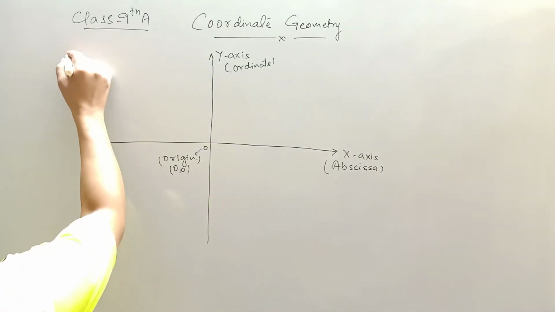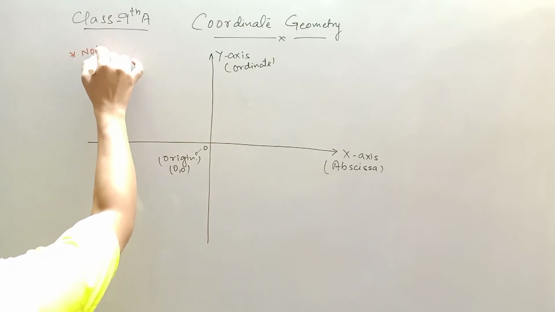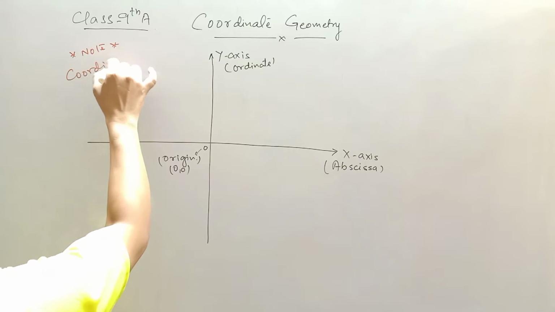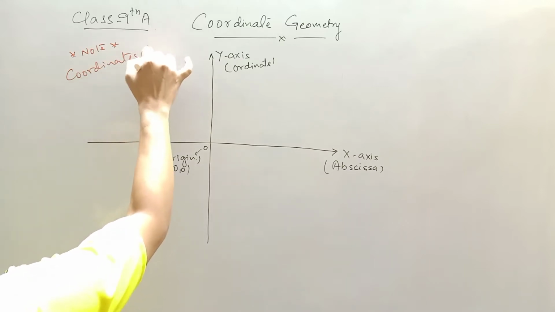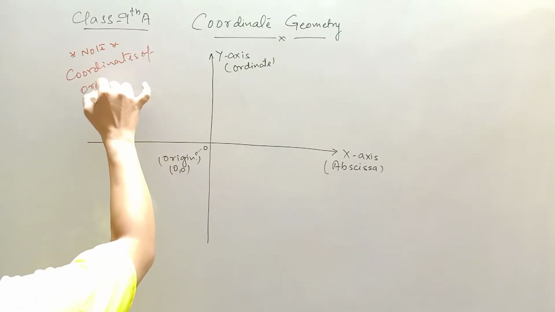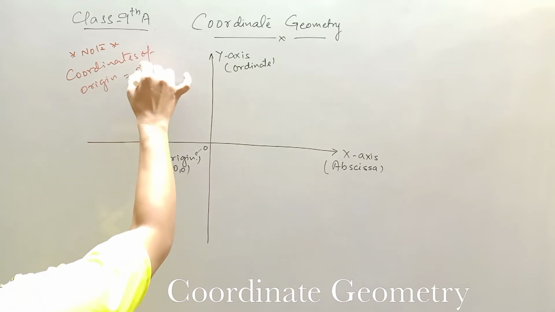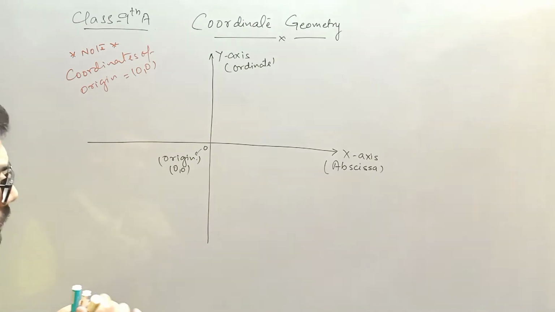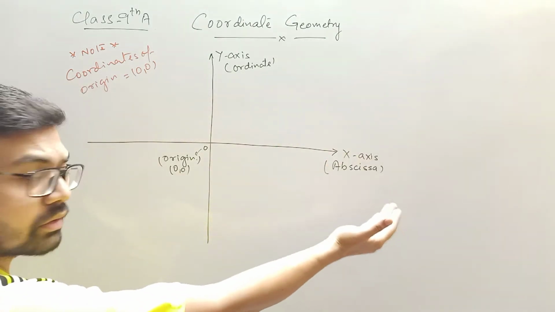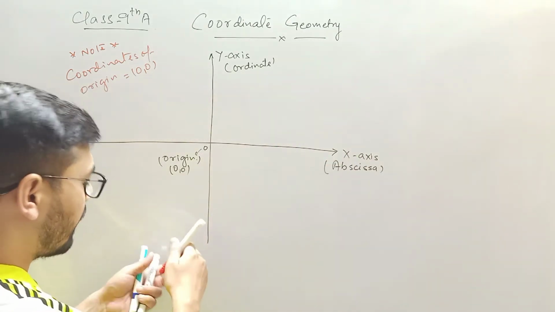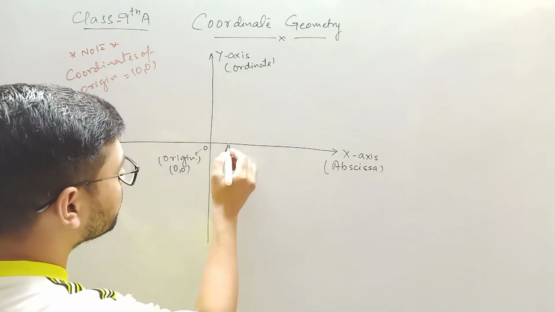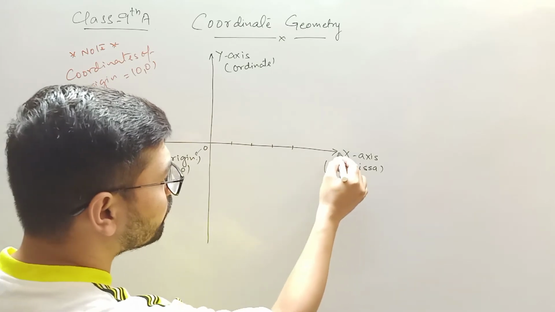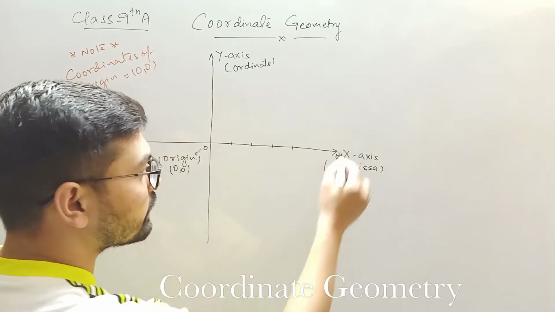So this is a note: coordinates of origin are 0, 0. Now if I move to the right side of the origin, I have the positive x-axis, right? So these are the positive x-axis, or I can write positive x-axis.